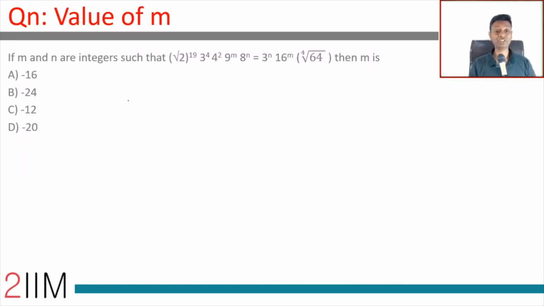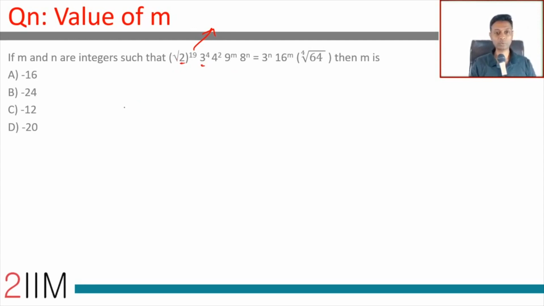M and n are integers. Again, very delicious question. But if you know exponents, you are walking through this. Straight away, I'm going to look at this question and say, okay, I'm going to compare powers of 2, powers of 3. That's it, 2 and 3. And then put them together.